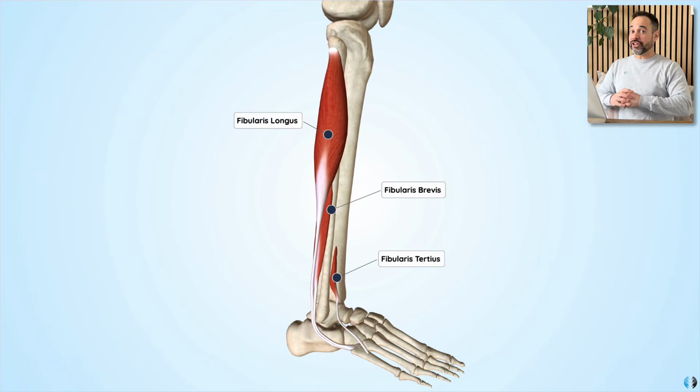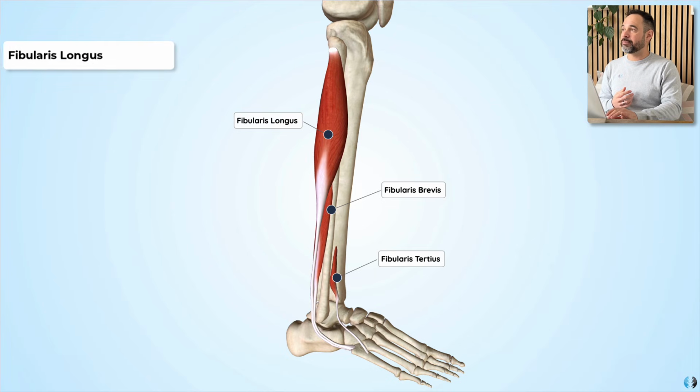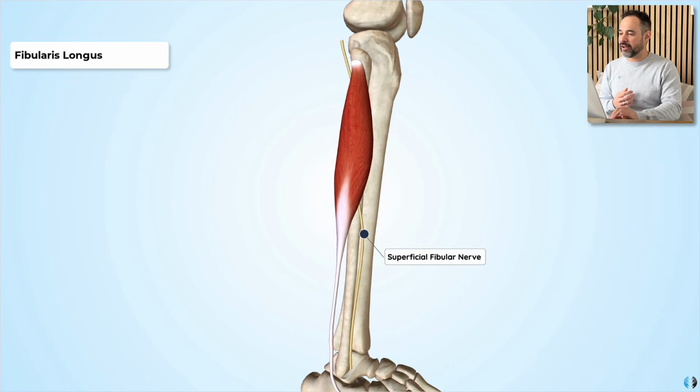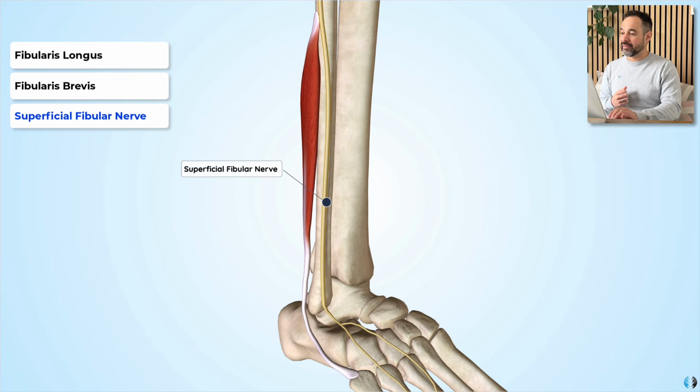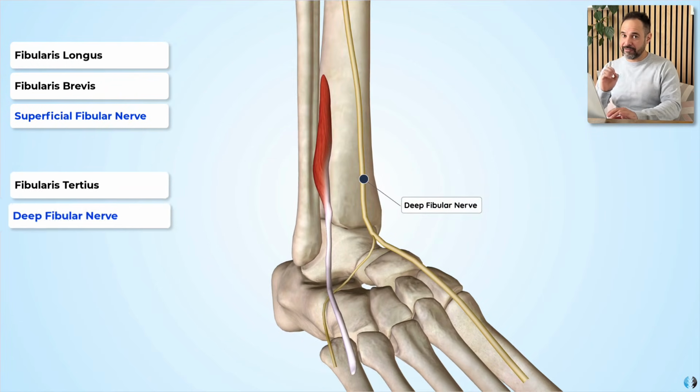So the other really important point to be aware of related to the location of these muscles is their nerve supply. That is because the fibularis longus and brevis muscles have a different nerve supply to the fibularis tertius, which we can remember related to their location. So for fibularis longus, the nerve supply comes from the superficial fibular nerve. And for fibularis brevis, the innervation also comes from the superficial fibular nerve. However, with fibularis tertius, the nerve supply comes from the deep fibular nerve.